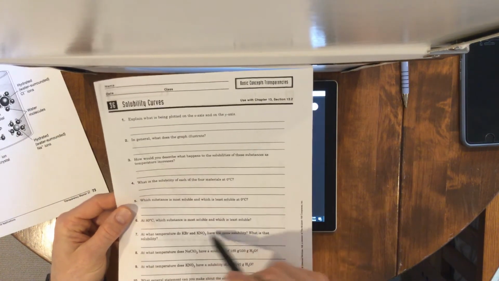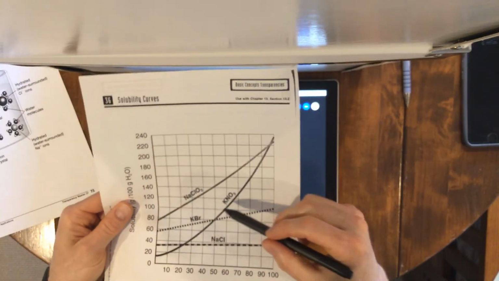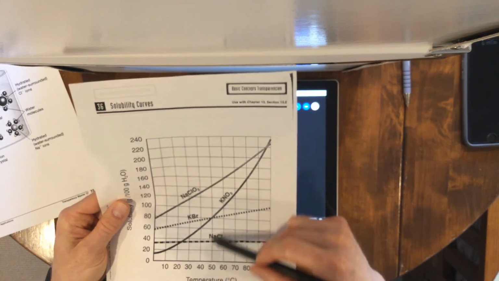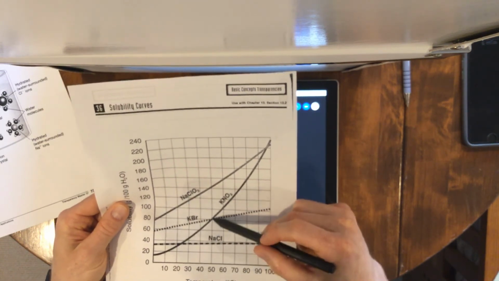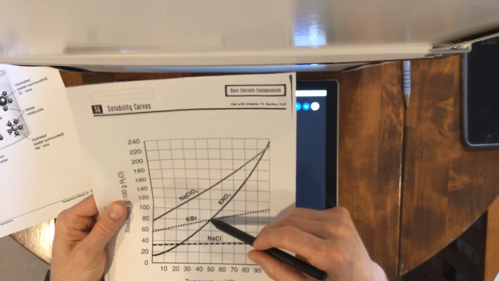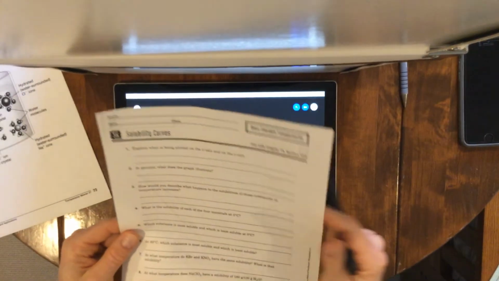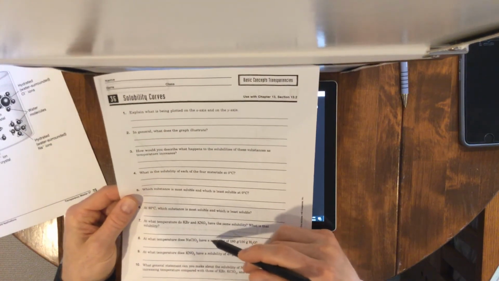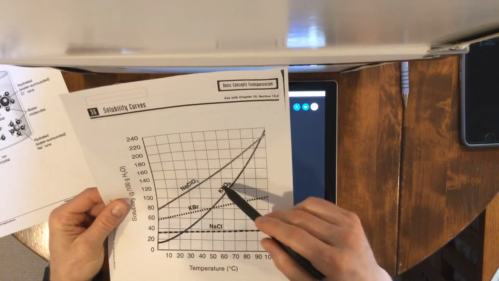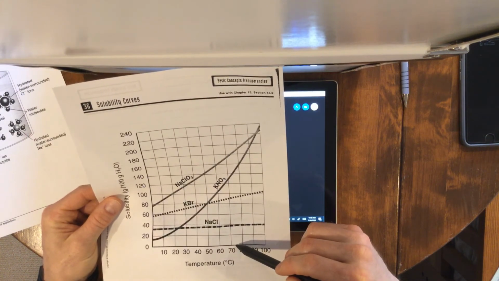What temperature do KBr and KNO3 have the same solubility, and what is that? KBr and KNO3 have the same solubility at around 49 degrees Celsius, and that is 80 grams. That's the solubility of both of them, 80 grams in 100 grams of water at 49 degrees Celsius. What temperature does NaClO3 have a solubility of 180? For 180 NaClO3, the temperature would be about 73.